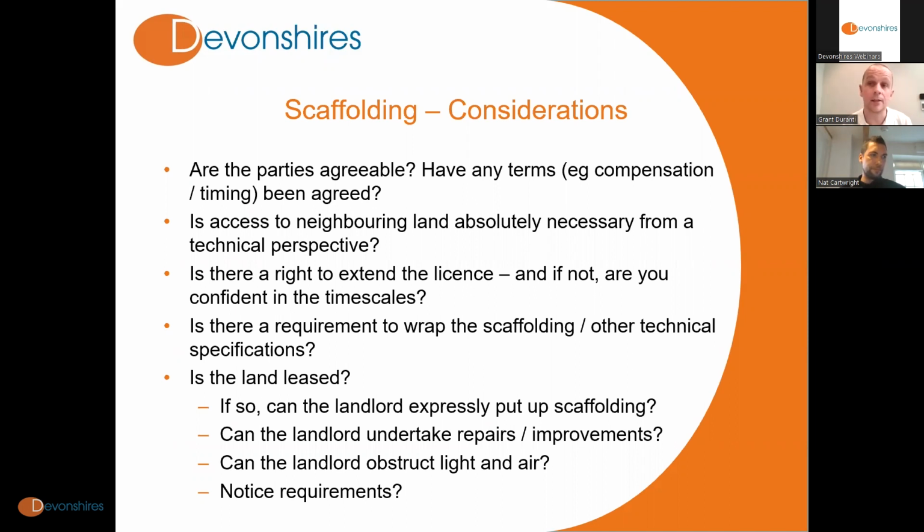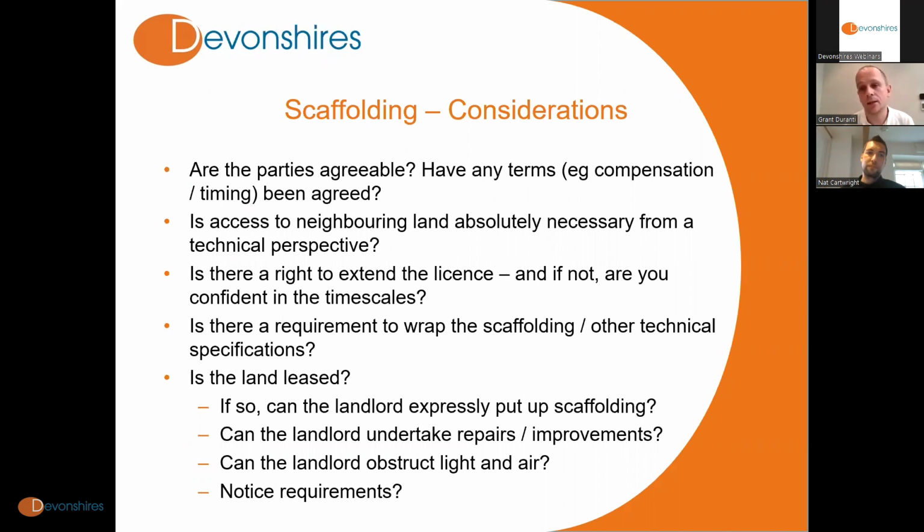For example, if work hasn't completed, would be the most obvious. But equally, it's quite common to see a long stop date because from the point of view of the person who's giving the licence, they will want to know that at some point the scaffolding is going to come down, whatever happens. Otherwise, they run the risk of having the scaffolding up there for years and years, and they'll want to know there's going to be a point at which it comes to an end. It's also not a given that you'll have a right to extend. We've seen it before where the parties have just agreed a specific period, with the long stop date at the end of that period.